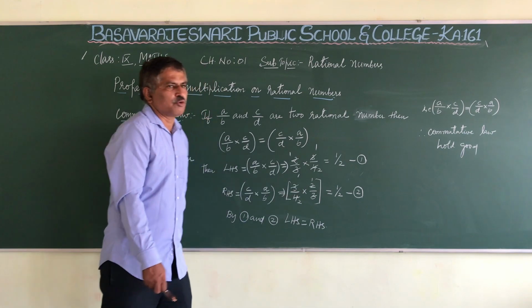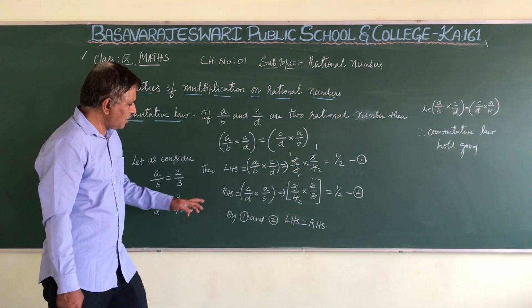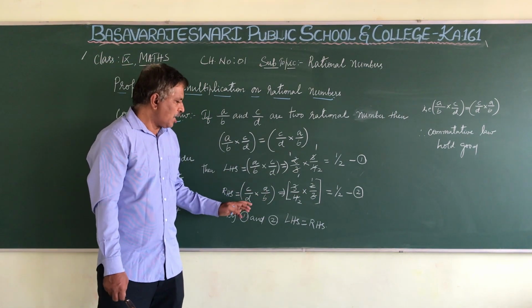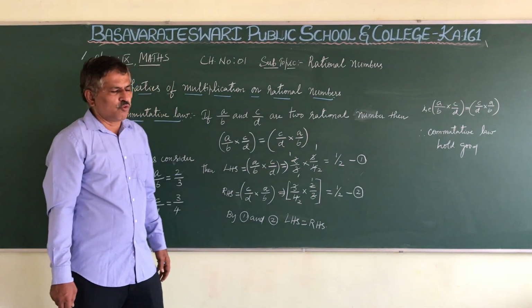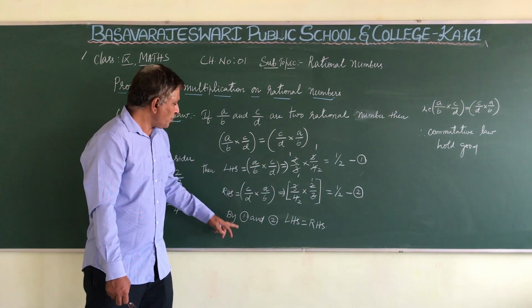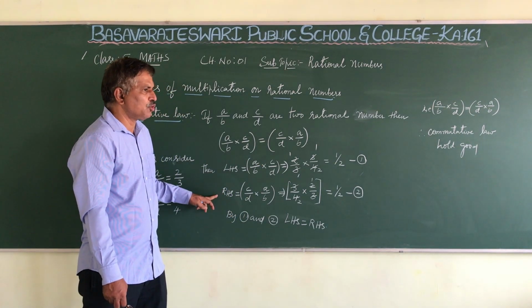After simplifying, I will get 1 by 2. Similarly, on the right hand side, C by D into A by B, I will get 3 by 4 into 2 by 3. After simplification, I will get half only. So, by 1 and 2, we can tell that left hand side is equal to right hand side.